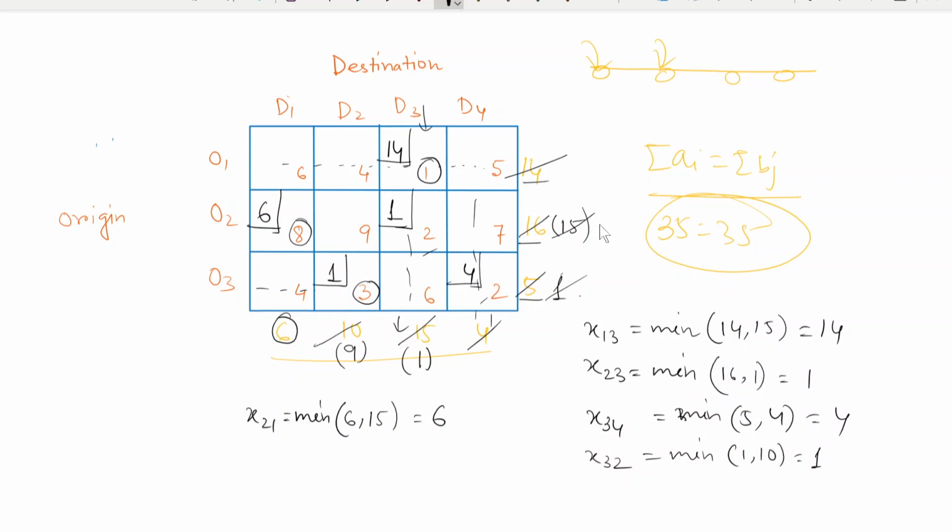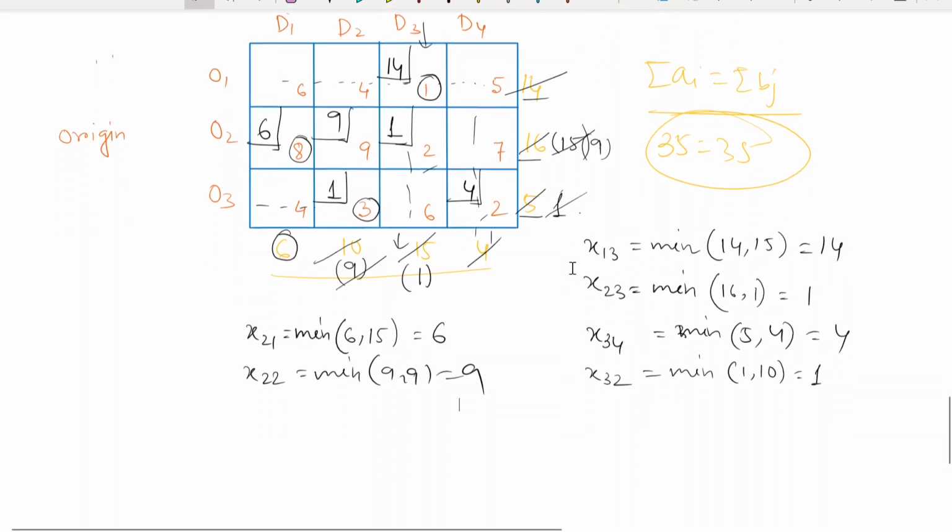Now 9 units remain here, and only one cell remains, therefore we allocate here the 9 units. That means x22 is equal to the minimum of 9 and 9, so this is equal to 9, therefore this is the total allocation.